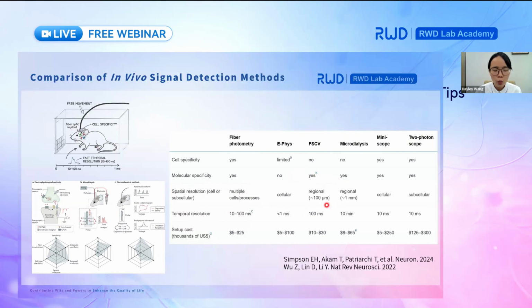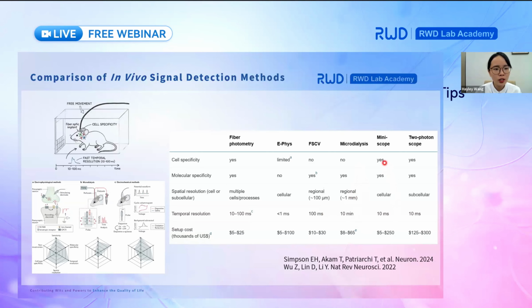So for example, when we're measuring dopamine, FSCV can't always clearly distinguish dopamine from other structurally similar neurotransmitters, such as norepinephrine. And compared with microdialysis, which has a relatively slow sampling rate, usually with intervals longer than 1 minute and often around 10 minutes, fiber photometry provides both higher spatial resolution and much higher temporal resolution.